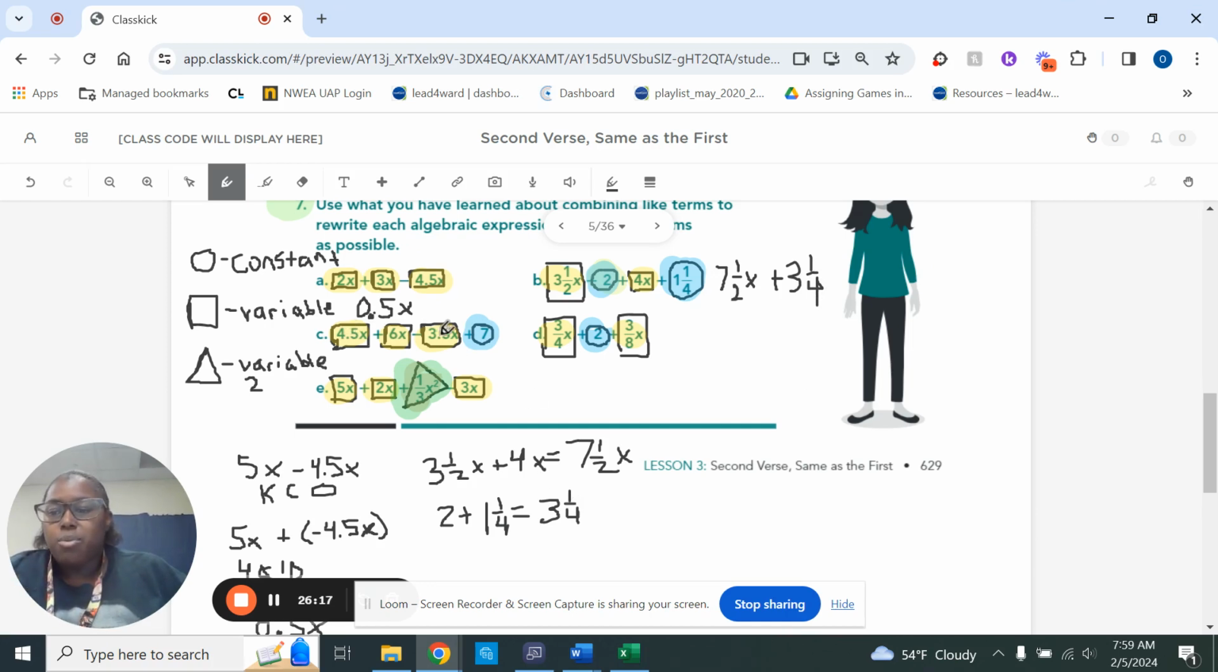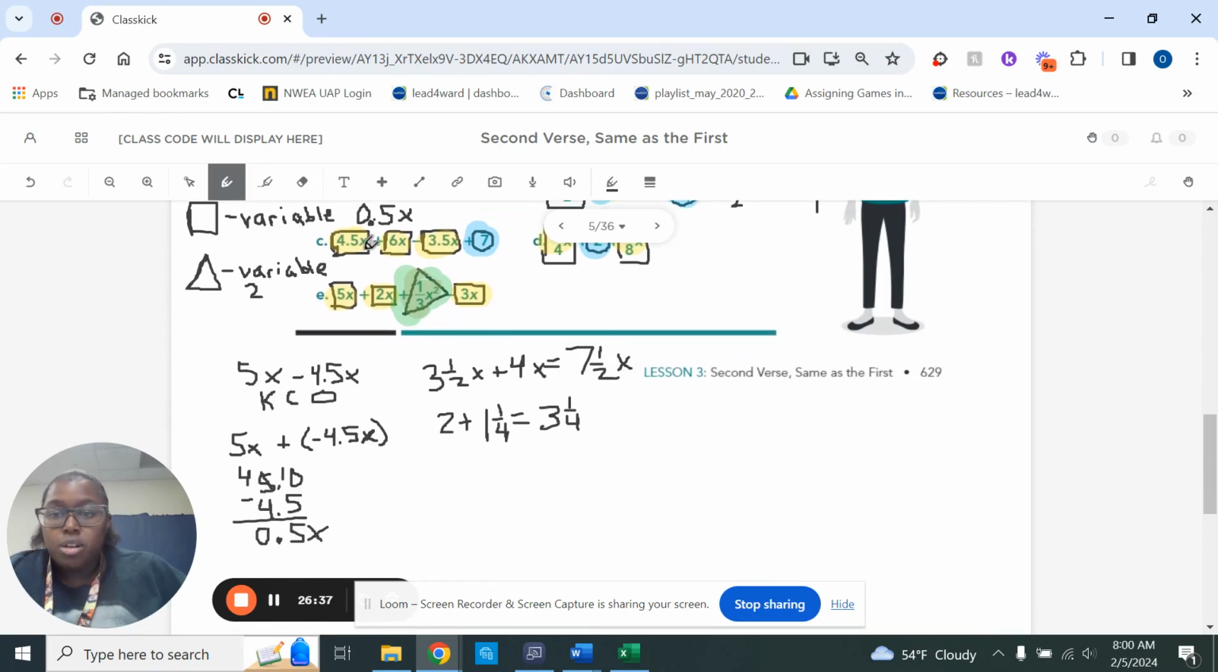For the next one, the only thing we're combining are the x's because we only have one variable and one constant, which is 7. So that's going at the end. So we just have to figure out what this is, and then we can rewrite it. I actually don't have space to rewrite this one, so the answer will just be down here. So we have 4.5x plus 6x minus 3.5x.